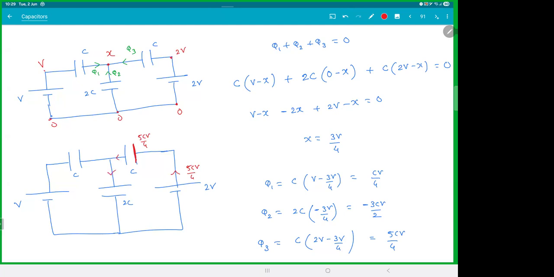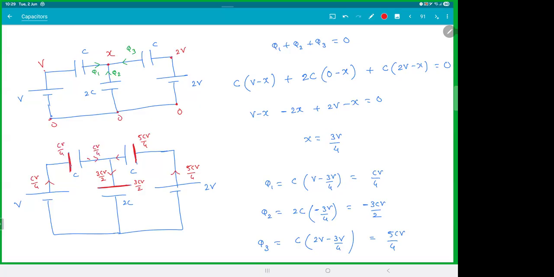And then the charge will split here. Q2 is negative, 3C by 2. So this will go 3CV by 2. So this plate will be positive, 3CV by 2. This side charge is coming from this battery, which is CV by 4. So this plate will be positive. I'm only marking the positive plates. This will be CV by 4.